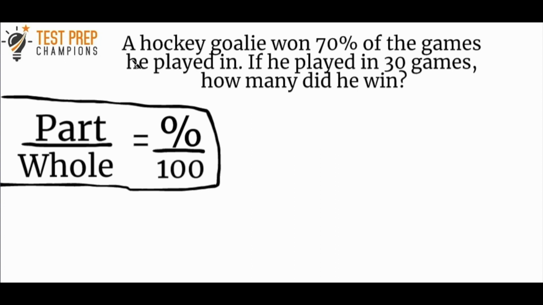A hockey goalie won 70% of the games he played in. If he played in 30 games, how many did he win? This is a percents question, so I've given you the percent formula, the most common version of it anyway, right here: part over whole equals percent over 100. Now go ahead, pause the video, take this opportunity to try the question, and then we'll go over how to do it. Okay, so let's go over this.